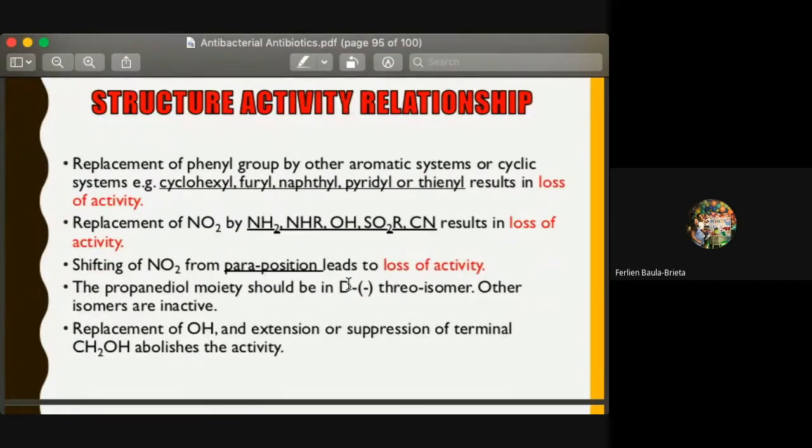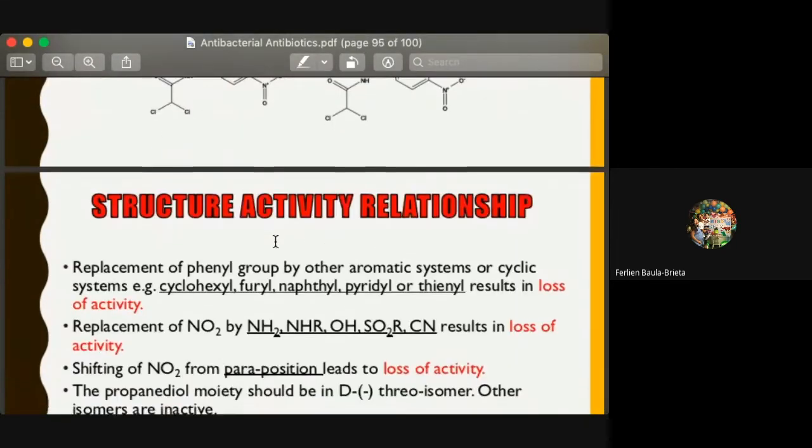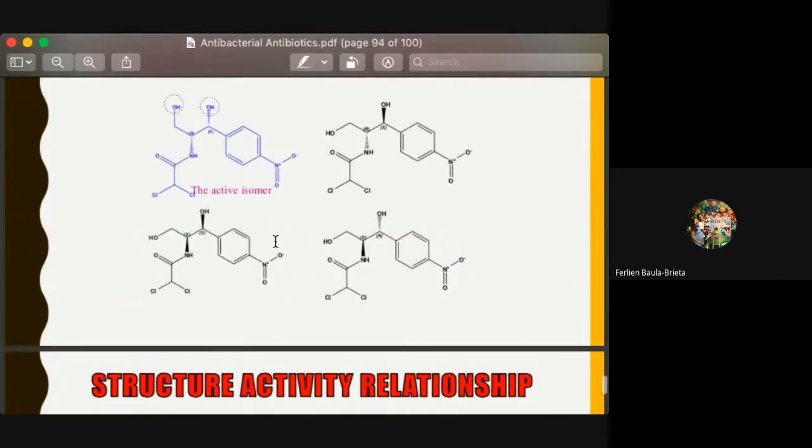Replacement of the phenyl group by other aromatic systems or cyclic systems such as cyclohexyl, furyl, naphthyl, pyridyl, thienyl results in loss of activity. So maybe you will not just add anything or replace anything in the phenyl group. So wag na lang dagdagan. And then replacement of nitro by amino, hydroxyl, sulfur, and cyanide results in loss of activity pa rin. So do not change anymore or do not replace anymore the amino part.